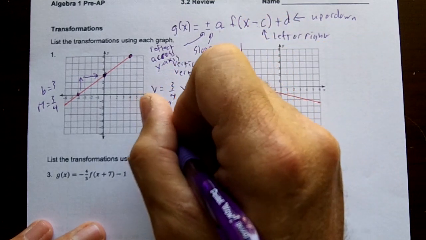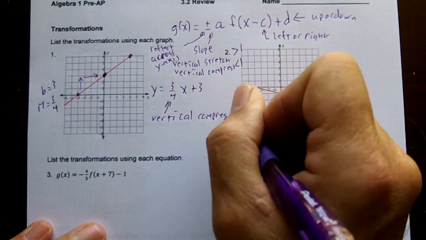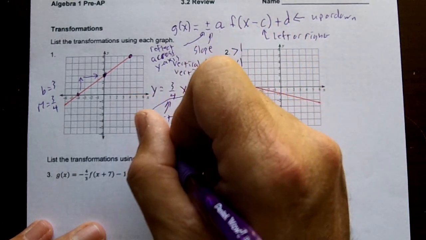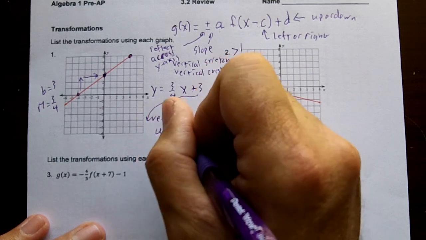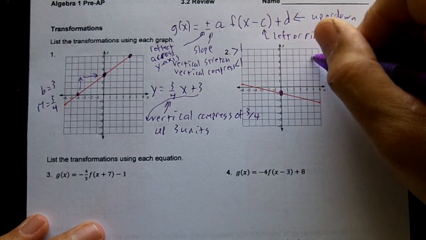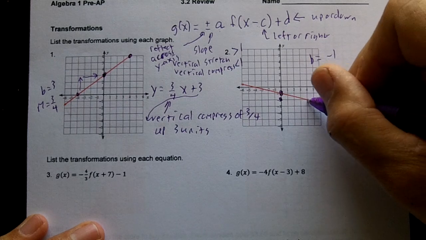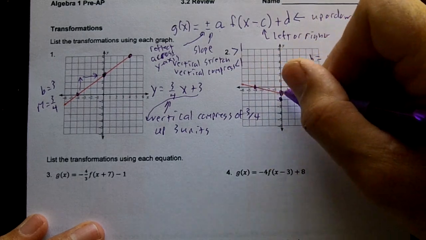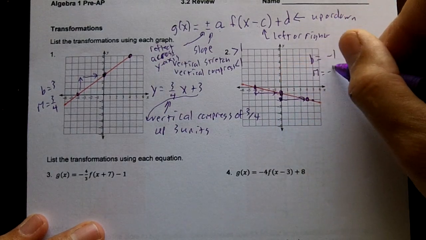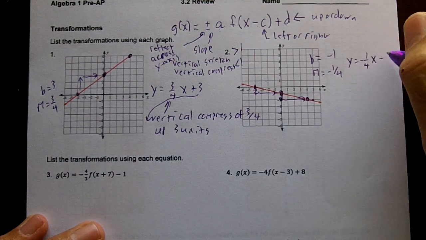The 3 over 4 is a vertical compress of 3/4, and the plus 3 is up 3 units. Piece of cake. Okay, right here, our b is equal to -1, and the slope is going down 1 over 4 and up 1 over 4 right here. So down 1 over 4, down 1 over 4, right? So our slope is -1 over 4. That would make our equation y equals -1 over 4x minus 1.